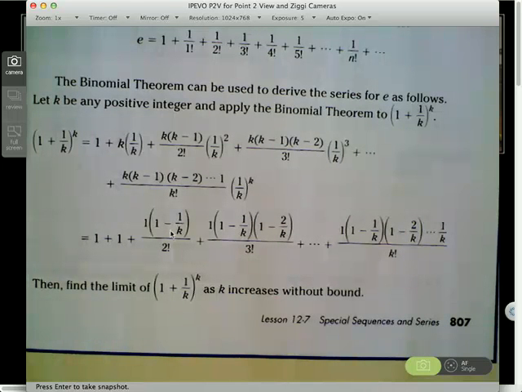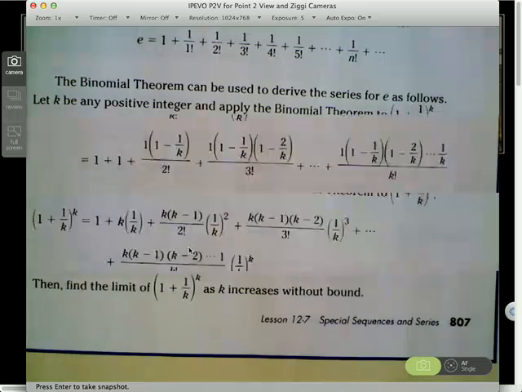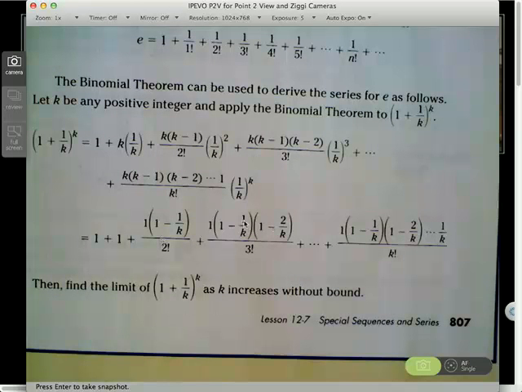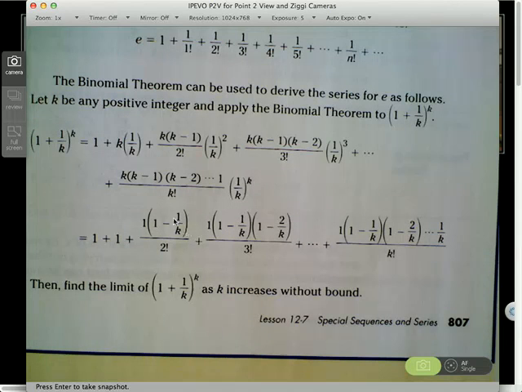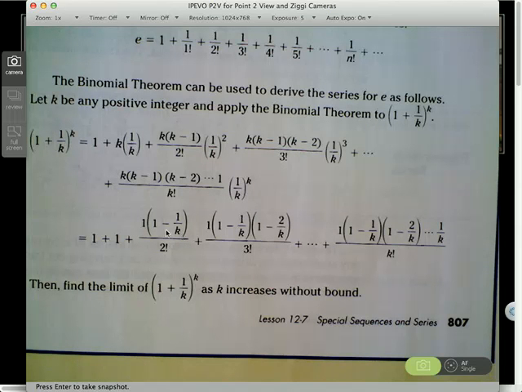Where we can partially cancel some stuff out, and this is what we end up getting. So if I take the limit of this as k goes to infinity, or k increases without bound, actually before I flip the page, look at what happens. So 1 is going to go to 1, 1 is going to go to 1. What is 1 over k going to as k goes to infinity? 0. And 1 minus 0 is? 1, and 1 times 1 is? 1. So this numerator is going to go to 1.